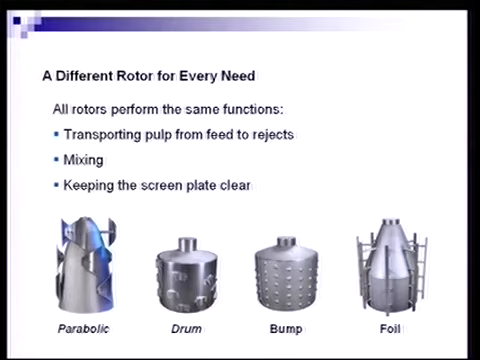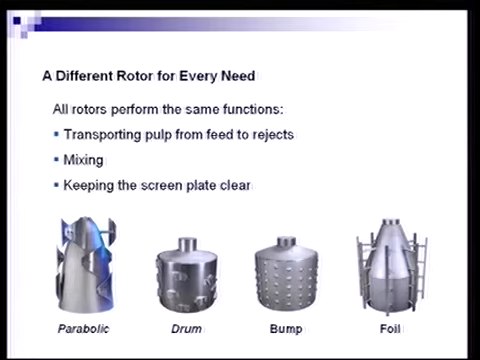The bump rotor is a fluidizing rotor, which we use in fractionation screens where we're not really trying to separate debris as much as we are trying to separate fiber types by length. So we'll fluidize the pulp using a bump rotor. Also used in whitewater filters and in black liquor filters, we'll use this bump rotor as a fluidizing type rotor.